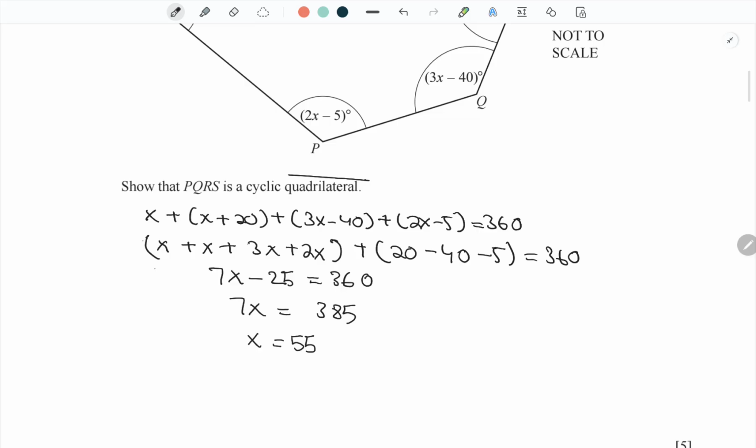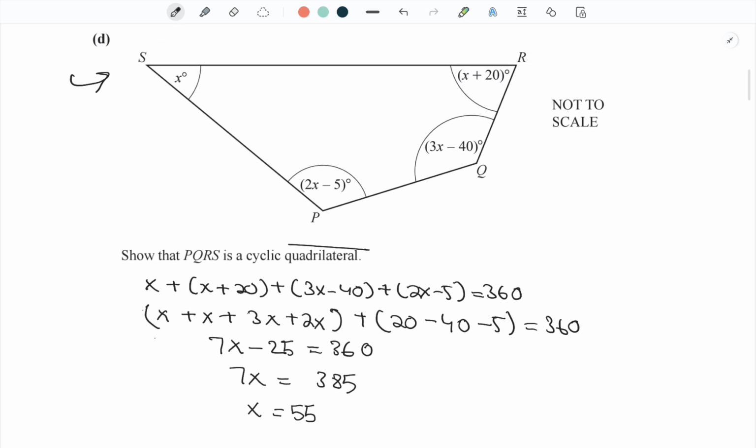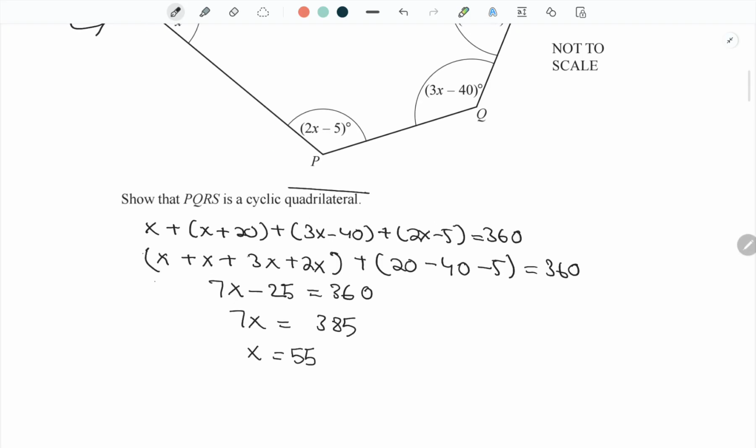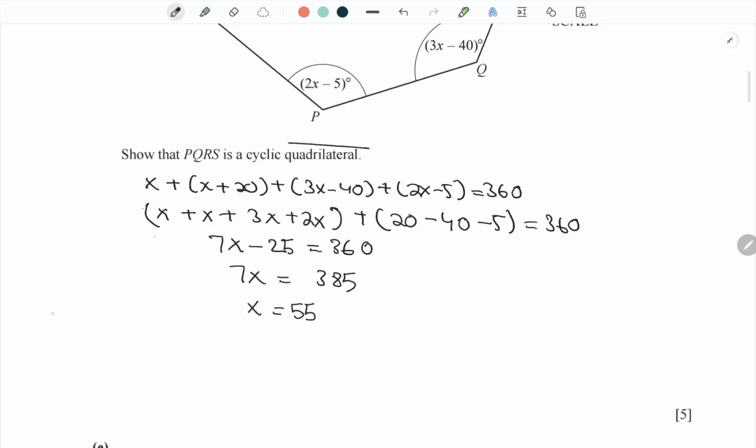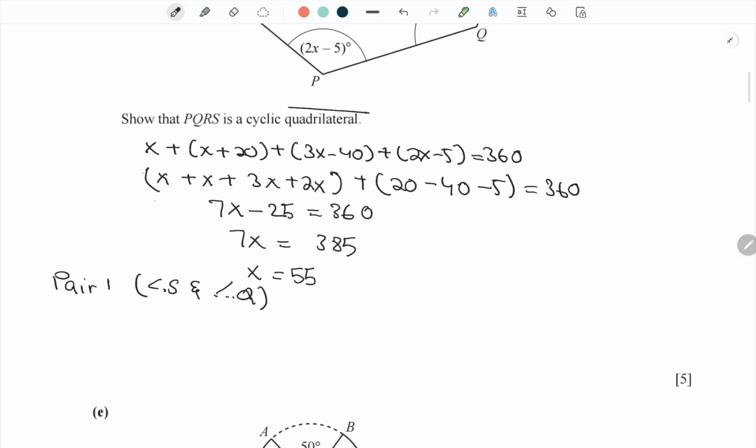Now we calculate the opposite angles. Since this is a cyclic quadrilateral, the opposite angles sum to 180 degrees, right? So angle S and angle Q. First, we work out the pair 1, the angle S and angle Q, right?